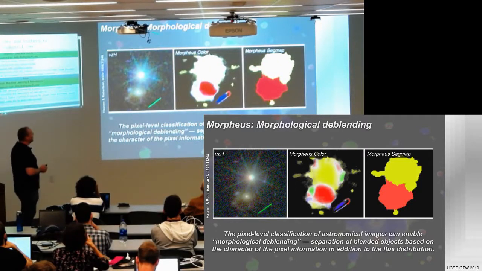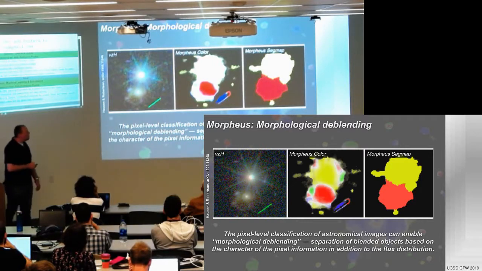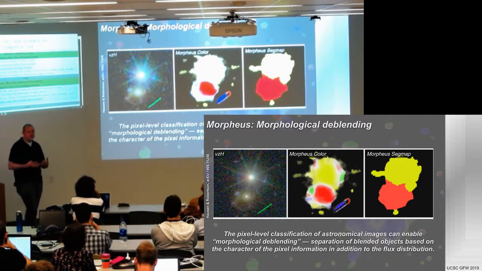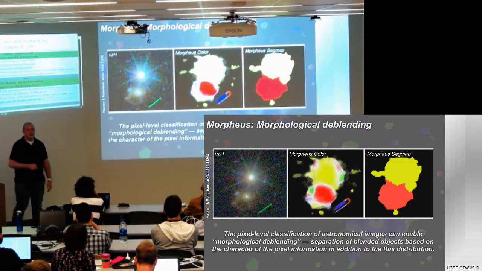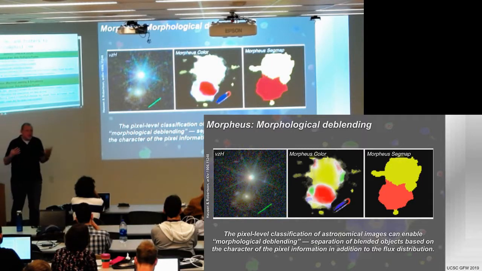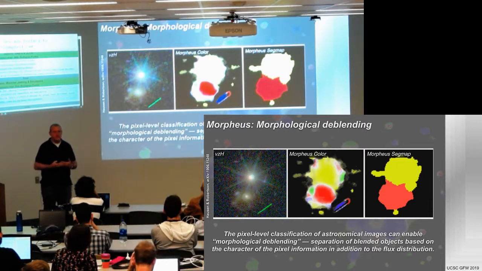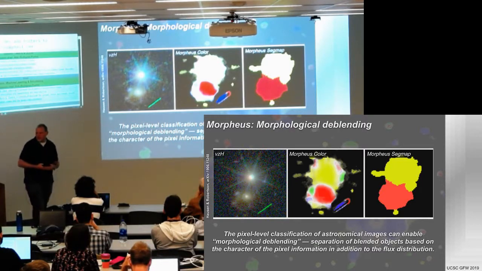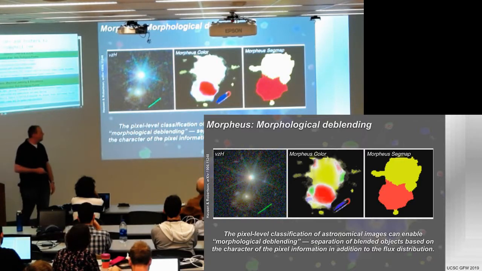You can also do morphological deblending. So here we have a star galaxy blend, and the per pixel classification that Morpheus gives you tells you, hey, these pixels are associated with a star. These pixels are associated with a galaxy. You might think about separating those out in your segmentation and realize that they are different things, even though they overlap spatially, the flux distributions overlap. Okay, so the deep learning model gives you a way of doing this kind of deblending.